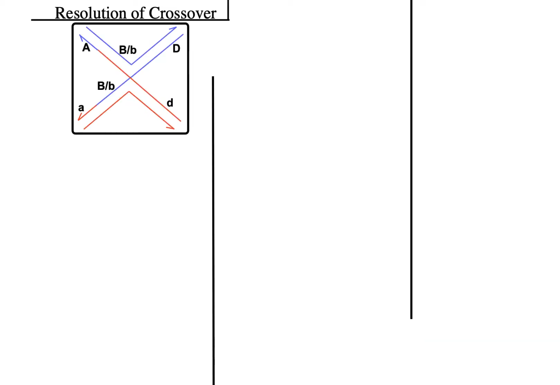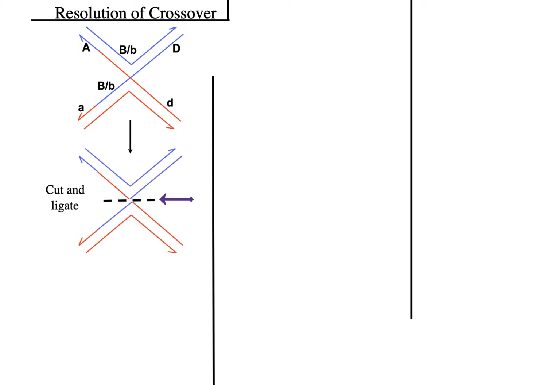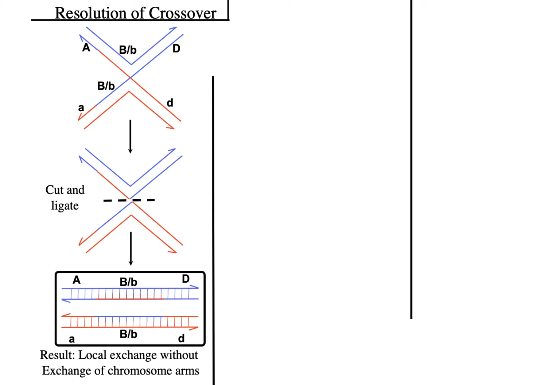There are two different ways that these are resolved. So here again is that same structure up here. If you cut across here and then ligate, what you get is this structure here. So you get the two chromosomes resolved at the crossover. So you have one with the dominant A allele, and it has the dominant D allele. So the overall chromosome has not really changed ends. But then you've got this heteroduplex B allele.